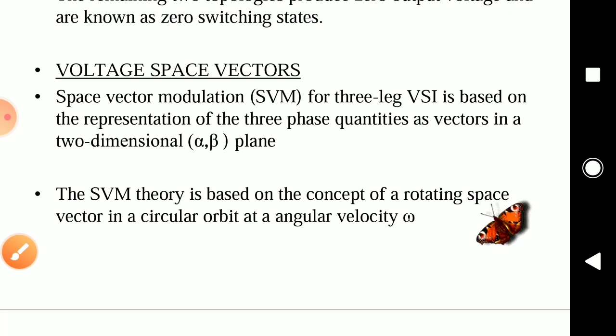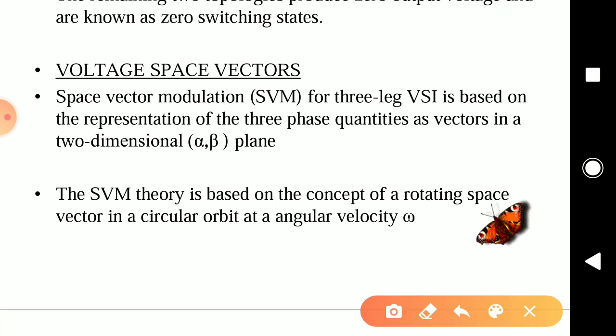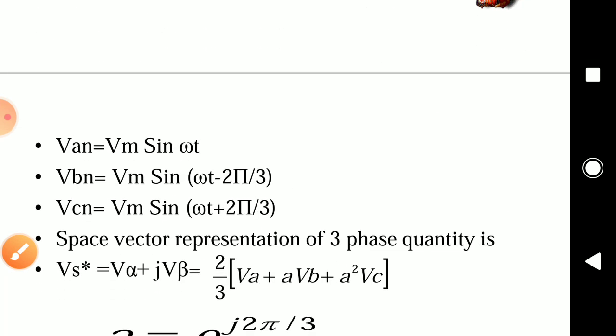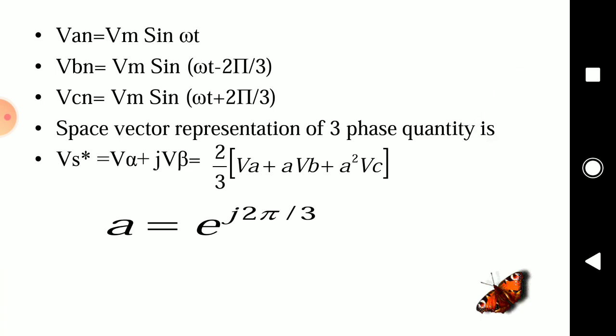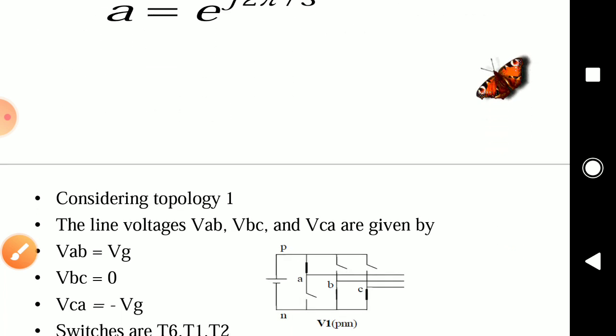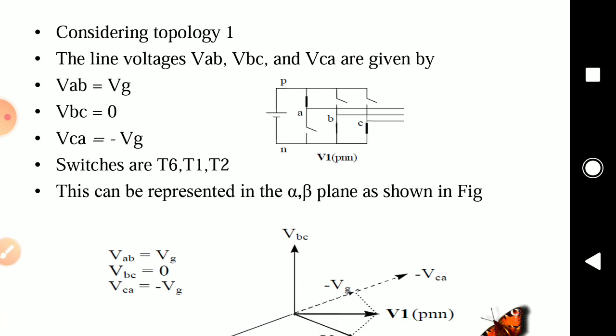Now, I have already mentioned this particular space vector modulation concept. That is a rotating vector in a circular orbit at a velocity of omega, and the 3-phase quantities are going to be represented in a 2-dimensional plane. That is, you have 3-phase voltages and they will be converted into a 2-phase voltage. We do not have to go in depth. If you are interested, you can just go through these equations. It's not compulsory. It's self-explanatory. I am going to move on directly to the first topology.